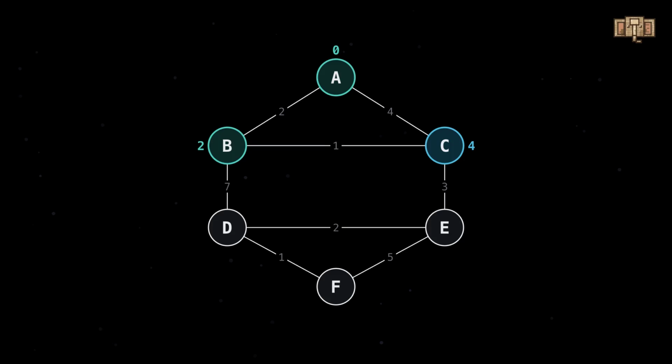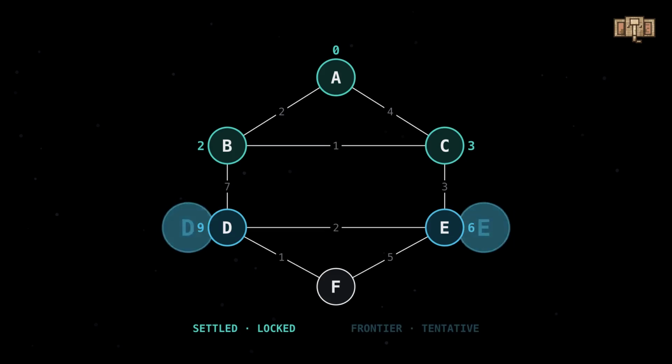So we keep 2 groups. Settled cities, their distances locked, shown in green, and the frontier, glimpsed from settled cities, each one holding a tentative guess, shown in blue. At every step we take the smallest guess. We settle it and relax the roads leading out.